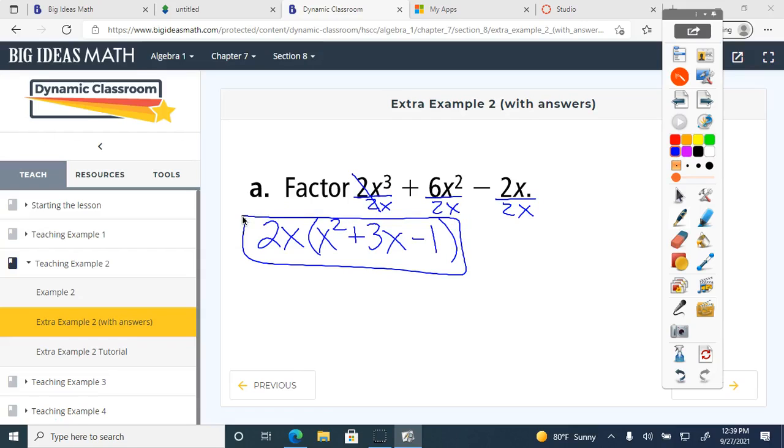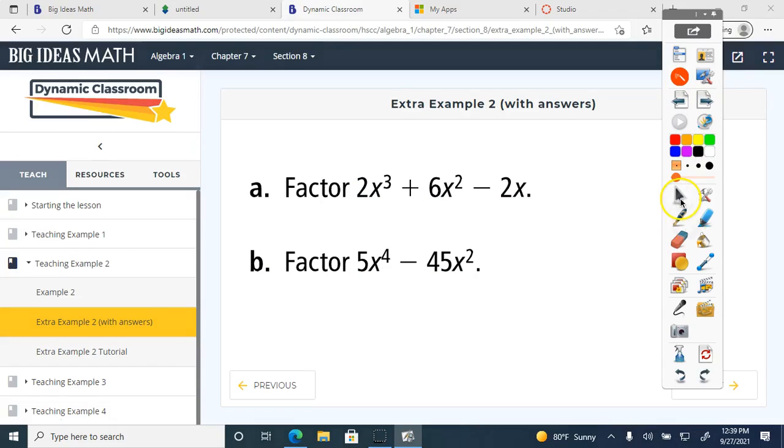Other times, like on B, when I take out the greatest common factor, you got 5 and 45. So what's the greatest common factor between those two? 5. Yep. X to the 4th and x squared would be x squared. So divide by 5x squared.